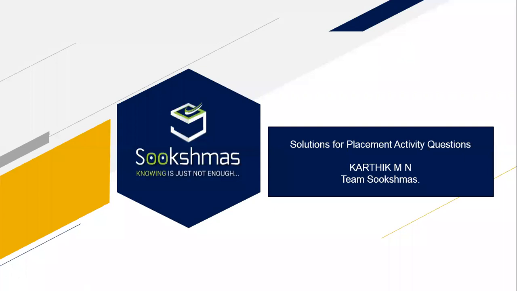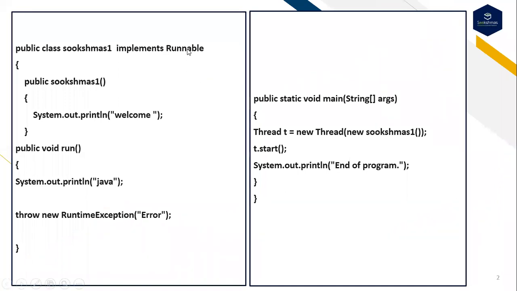Today I'm going to discuss the solution for placement activity questions. This is the first question, public class Sookshmas 1 that implements the Runnable interface. Here is the constructor, public Sookshmas 1. Inside it I'm printing the welcome message.